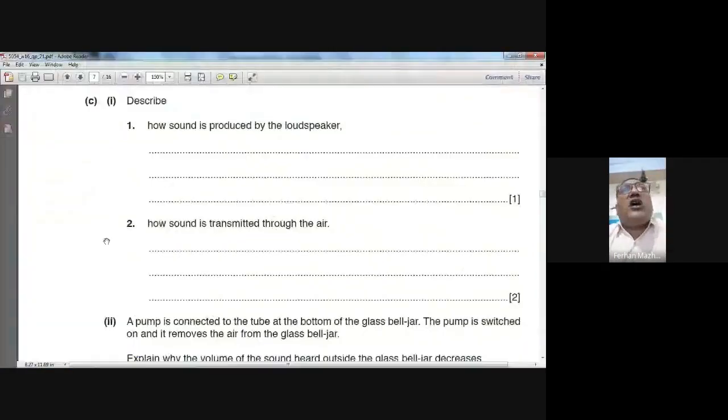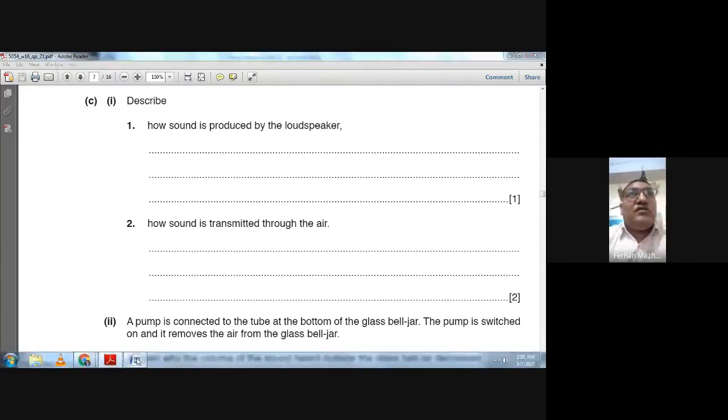The next question is, how is sound transmitted through the air? You see, when the loudspeaker's diaphragm vibrates to and fro, the air adjacent to the diaphragm is compressed, and compressions and rarefactions are produced in that adjacent air. The diaphragm continues vibrating, so compressions and rarefactions keep being produced, and by them longitudinal waves are produced in the adjacent air. With the help of those longitudinal waves, the sound energy propagates, or is transmitted.